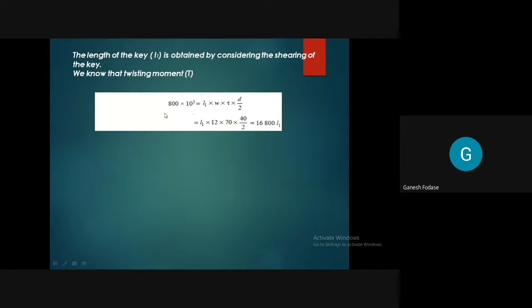So the basic formula is: force is equal to load. Stress is equal to load upon area, simple. So this tau is equal to this load upon area. But then what is your area? L1 into W into D by 2.